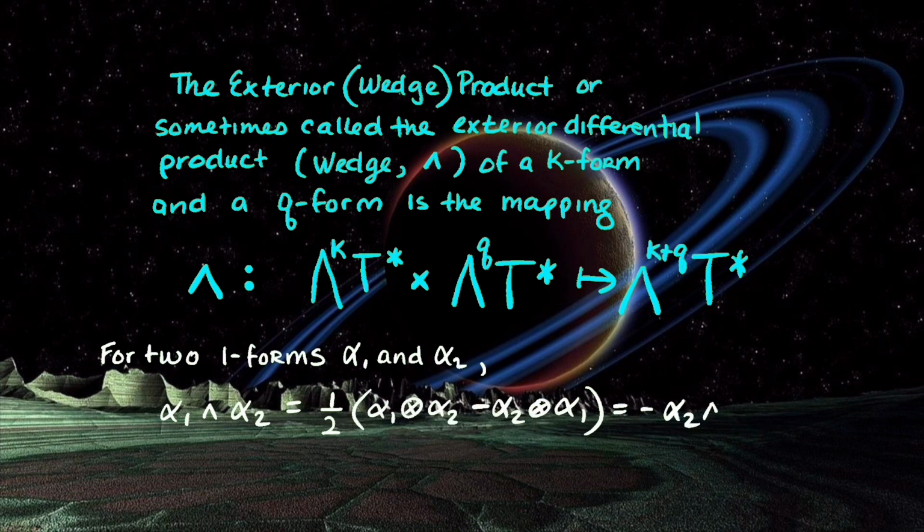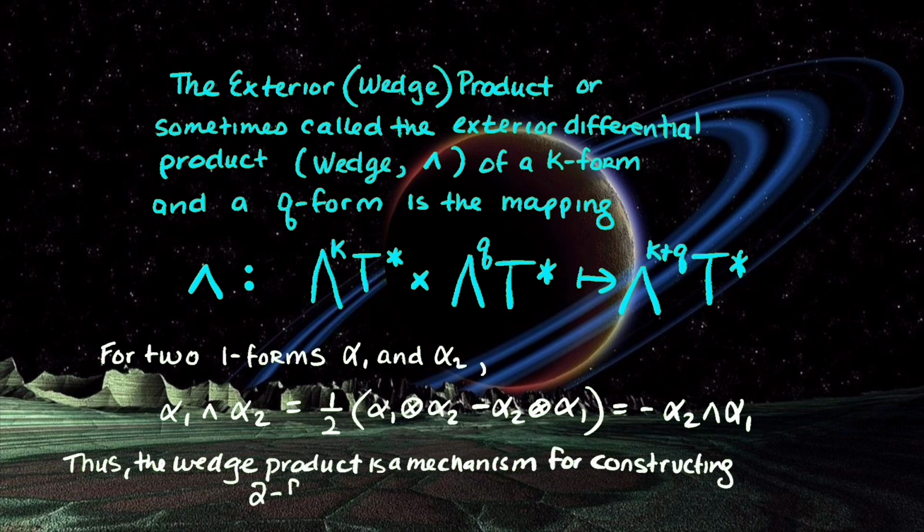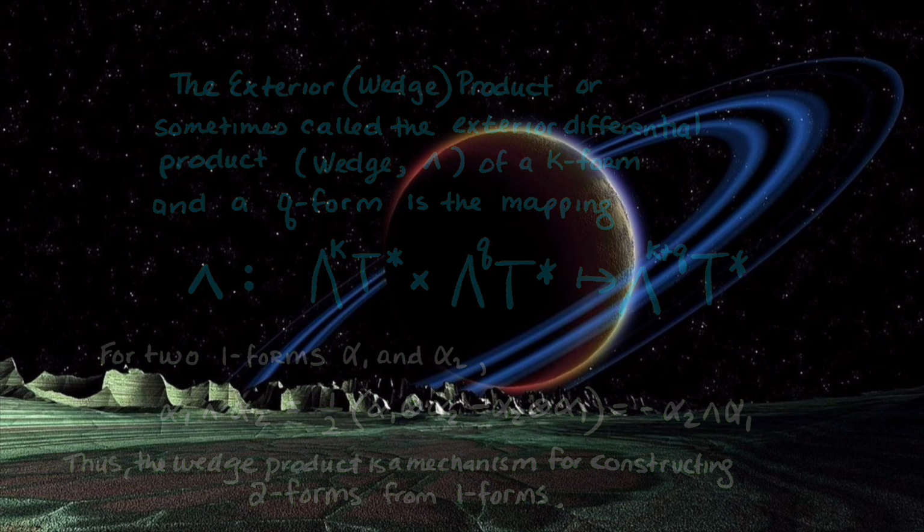So for instance, 1 forms alpha 1 and alpha 2 wedged together, antisymmetric form, is a mechanism for constructing 2 forms from 1 forms. So again, what we're doing is we're taking a K form and a Q form and producing a K plus Q form.